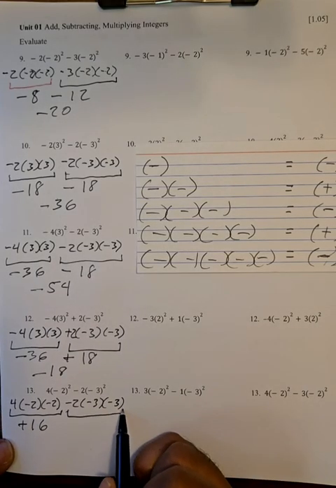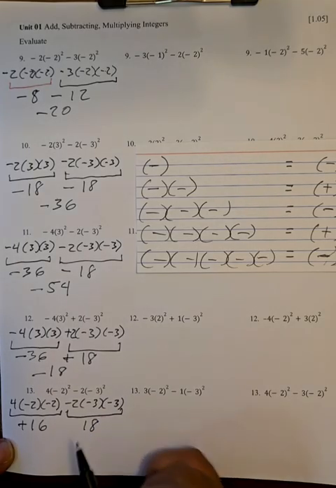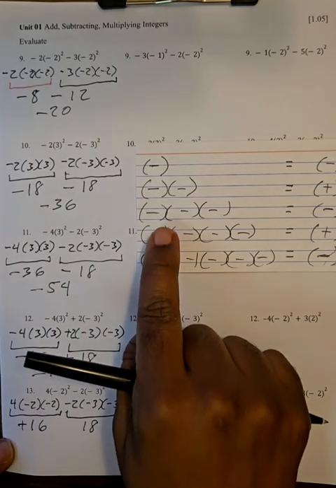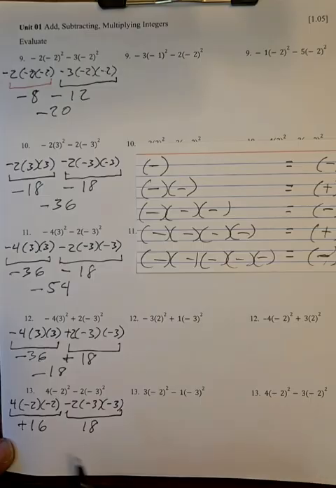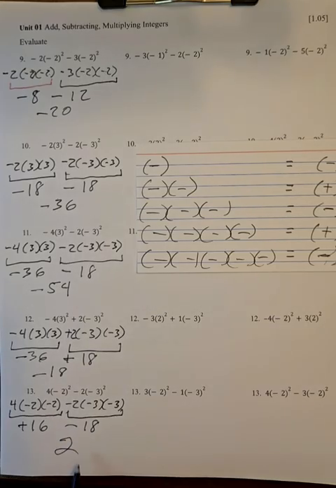And over here, we have basically a 2 times 9, which is 18. And there's a total of 3 negatives. So 3 negatives will give you a negative. All right. So these are different signs. So different signs are going to subtract. So 18 take away 16 leaves a 2. The bigger sign wins. So the 18's negative is what we're going to put here. So that's a negative 2.